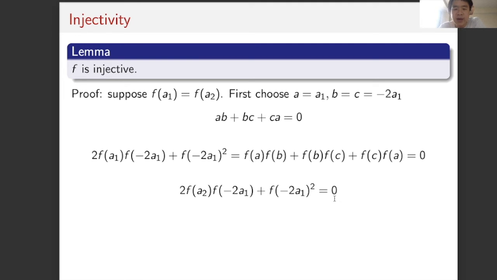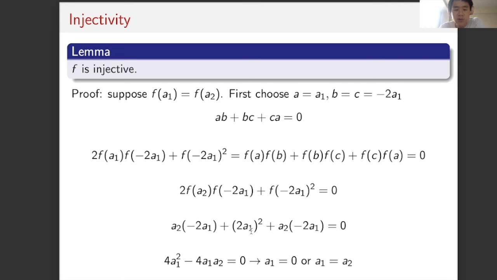In fact, this is the same as changing a to a2 and keeping b and c the same as minus 2a1. And therefore, we would also get that this ab plus bc plus ca in this form, except a equals a2, must be 0. So what we have is this equation of degree 2, which also means either a1 equals 0 or a1 equals a2. If a1 equals a2, then we are done, because this is exactly what we want for injectivity. But what happens if a1 equals 0?